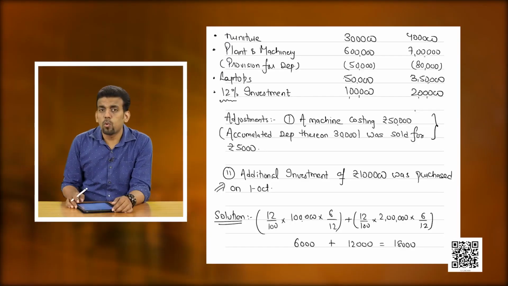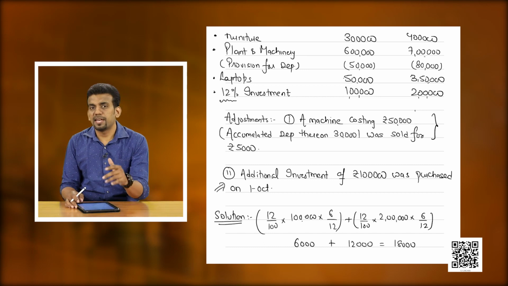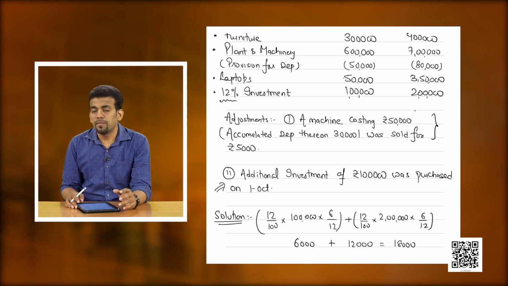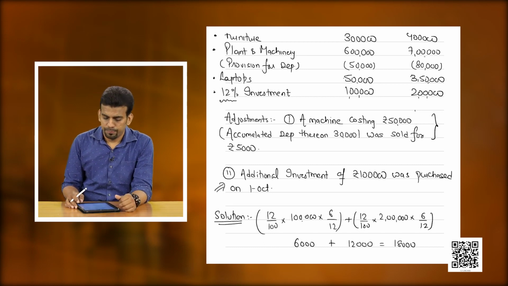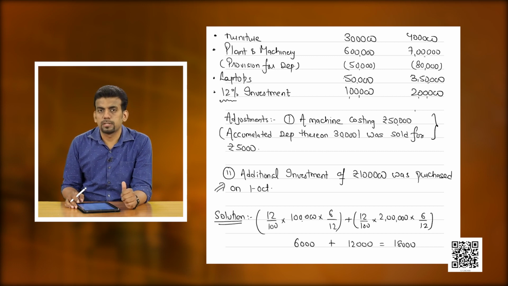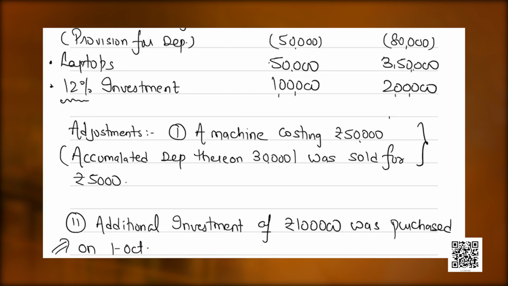Now we have one more adjustment, that is plant and machine. We have provision for depreciation as well, and one adjustment also. In the adjustment, a machine costing rupees 50,000, on which 30,000 rupees depreciation is already accumulated, is sold. Now it is sold.